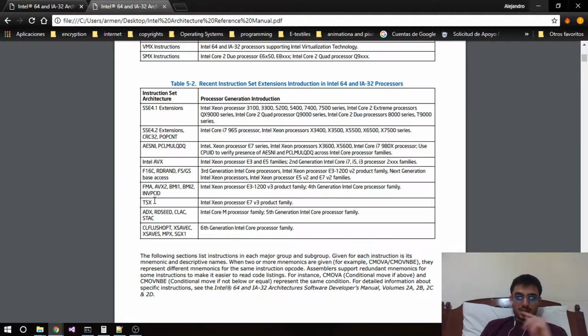For example, AESNI and PCLMULQDQ. I don't know if you have them. Probably not, but we can check with CPUID. For AVX, the Xeon processor E3 and E5 families, second generation Intel Core i7, i5, and i3 processor families. F16C and RDRAND, FSGSBASE access, you get it on the third generation of Intel Core processors and Intel Xeon processor E3.